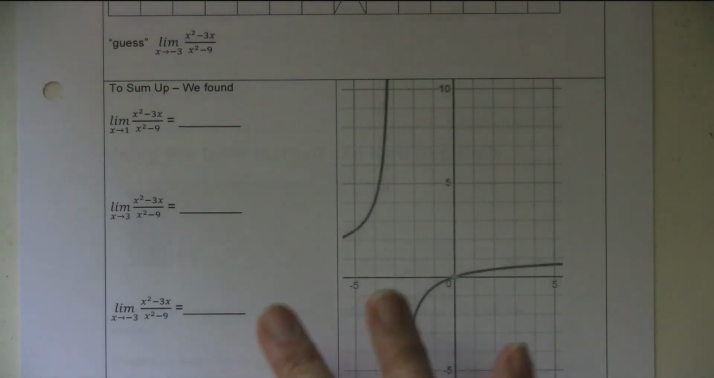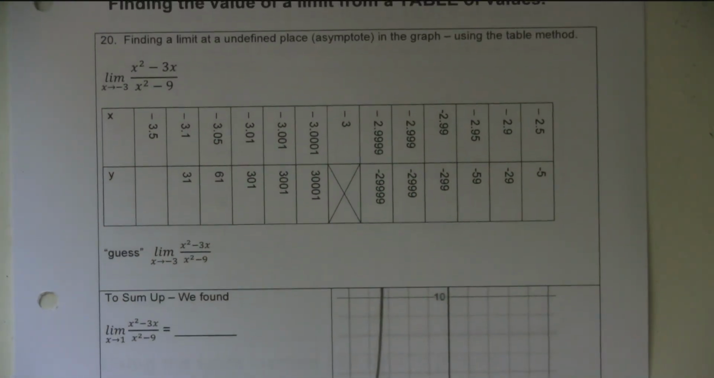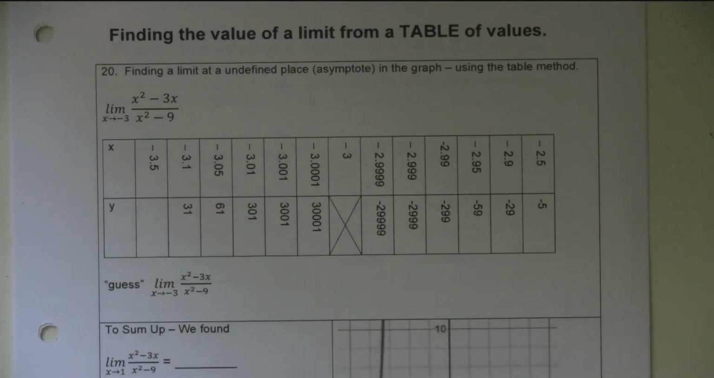Okay, so we did good finding the limit from a table. One more, finding the limit from a table. Now they're asking me as x goes to -3, and this is a place in the graph where we actually have an asymptote, and we're going to check out what that looks like. It's a place that's undefined, and it turns out to be an asymptote.